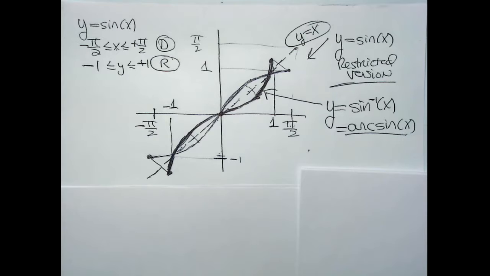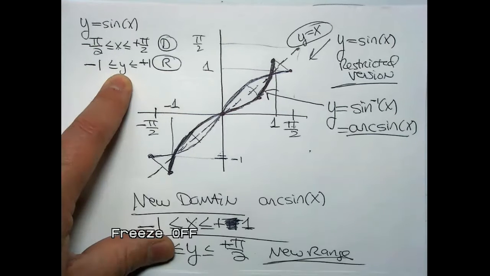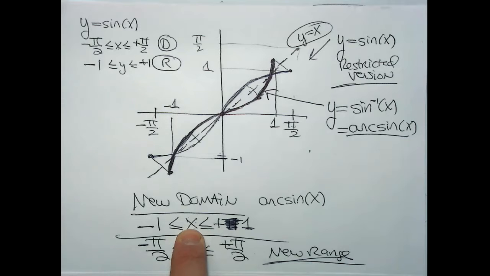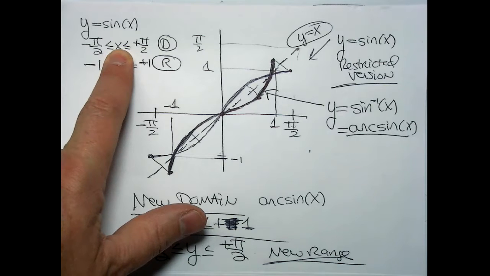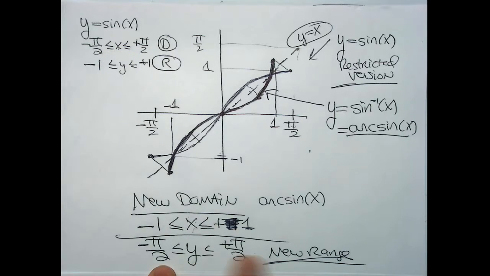What is our new domain and our new range? Well, it all has to do with the variables being swapped. So instead of y going from 1 to minus 1 here, instead of a y, we put an x in. Well, x means domain. So our new domain is from negative 1 to 1. Instead of an x being in this inequality, the variables get swapped and we get a y. A y means range, so now the range is from minus pi over 2 to positive pi over 2.